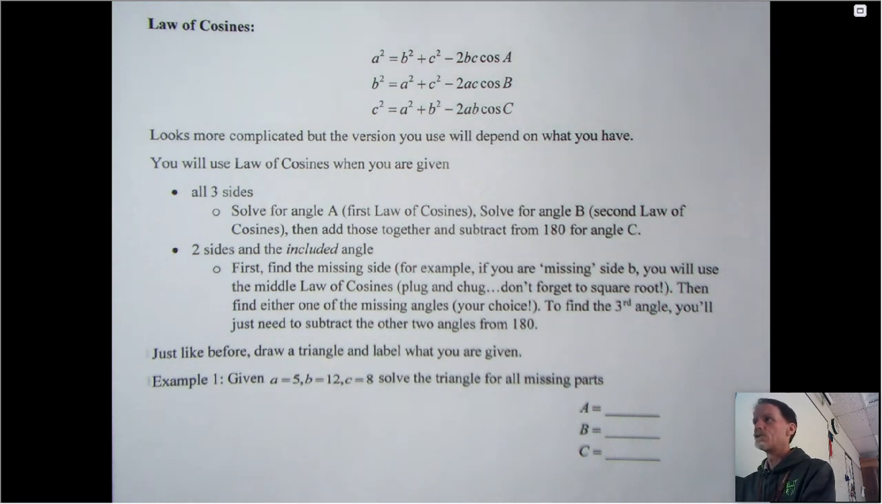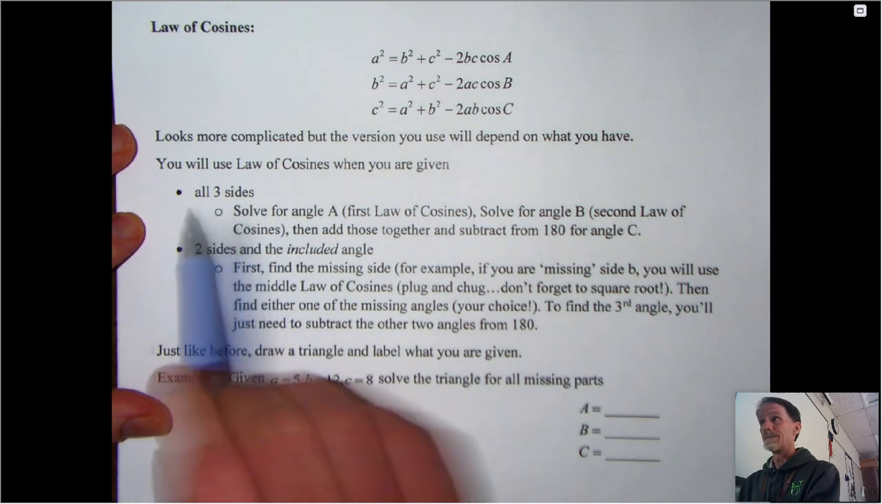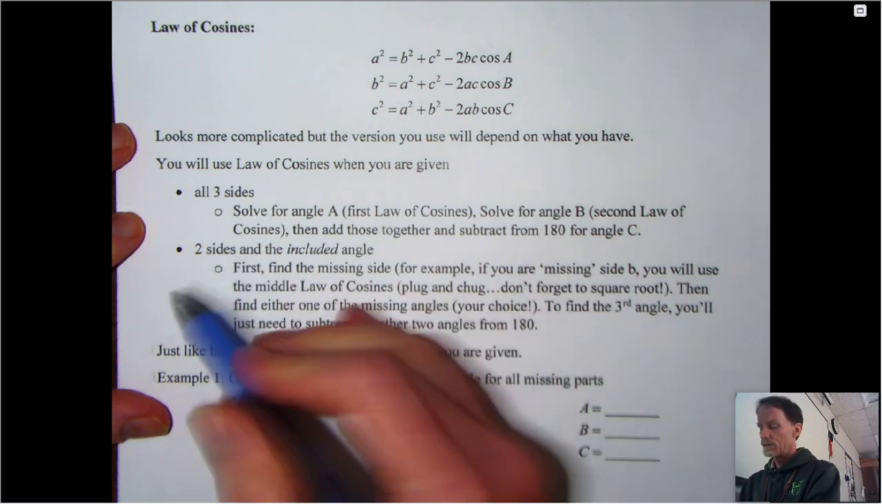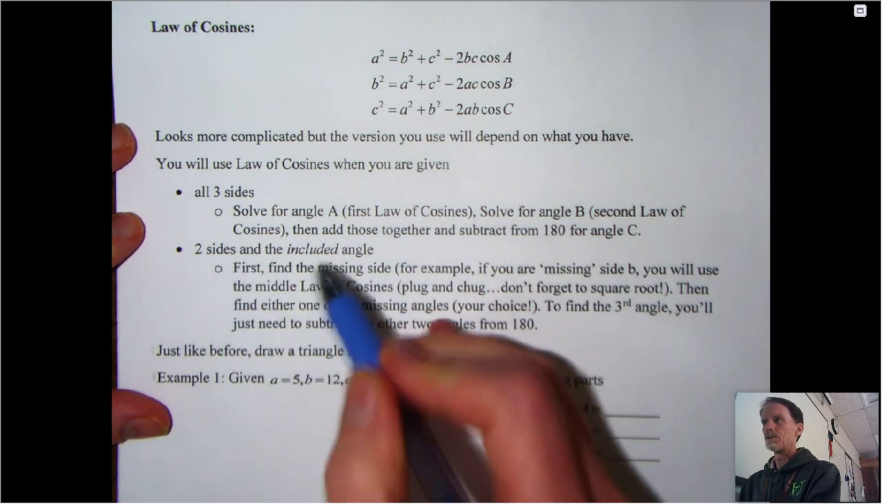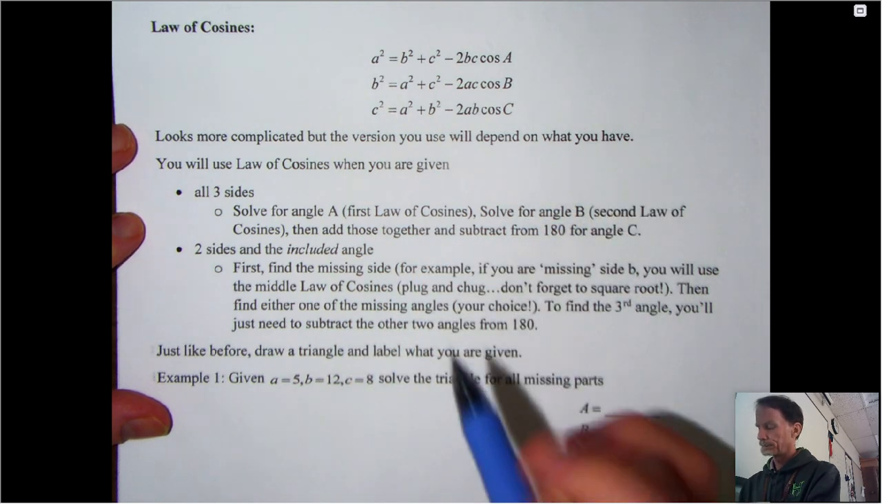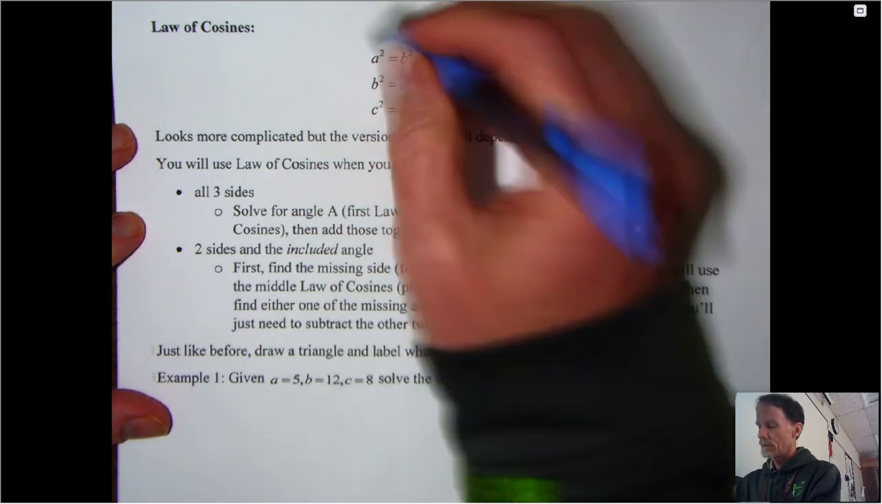There are two situations where we use the law of cosines. We can either be given all three sides of a triangle, so we have to find all three angles, or we find two sides and the included angle, and I'll talk about that little bit of detail in a minute. So here is the law of cosines.